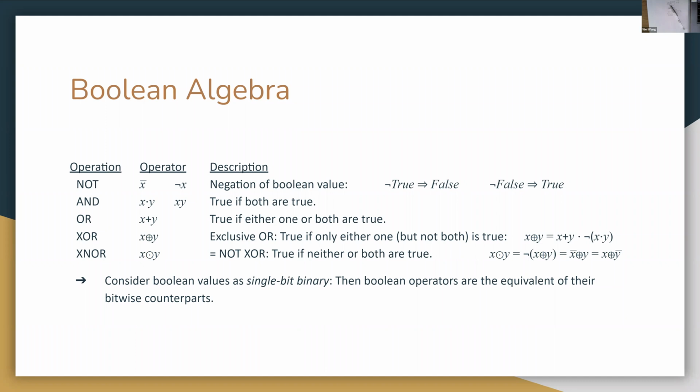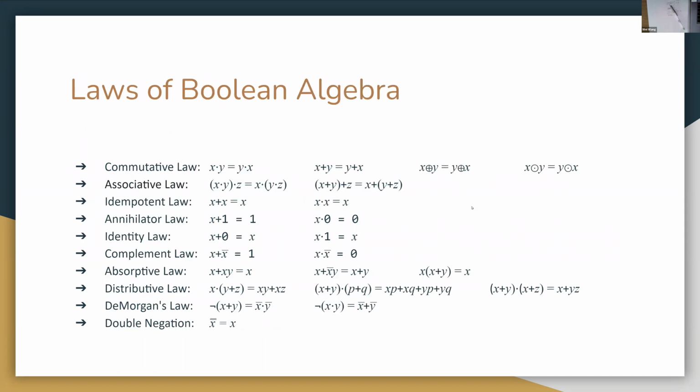Next is Boolean algebra. Again, you can see that the operators are this set: not, and, or, xor, nor. And you can actually turn XOR into this. Sorry about that, this needs to have parentheses. Oops, sorry.